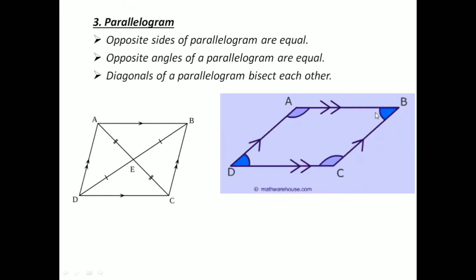Okay, in a parallelogram, diagonals bisect each other. This means when you draw the diagonal here, they are bisected from B to E, E to D. They are equal. E to A, length AE, and EC length will be equal. Okay, that is known as diagonals bisect each other. Now let's move to the next one.